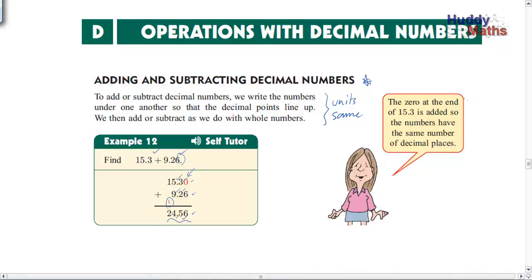Just remember here, you put a 0 at the end to make sure all your units are the same, that the decimal lines up. So it's tens under tens. Okay, tenths. So that idea, just an interesting little method.